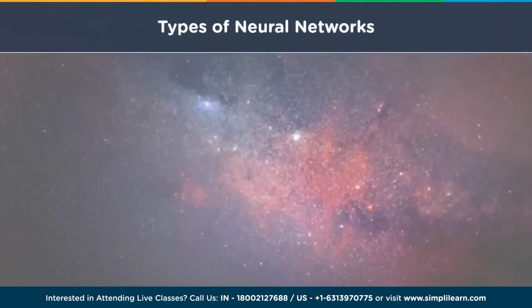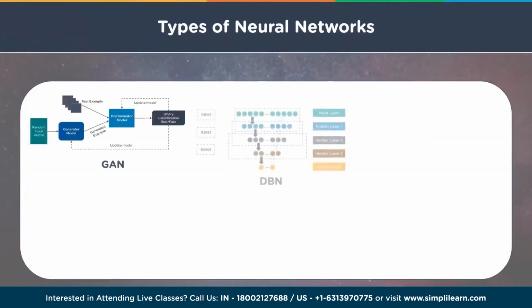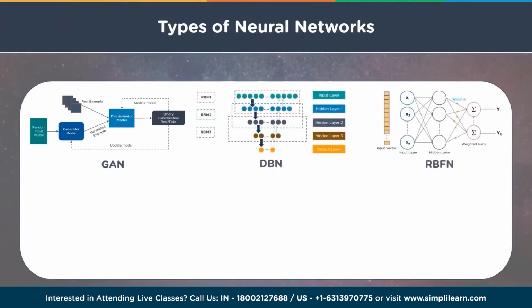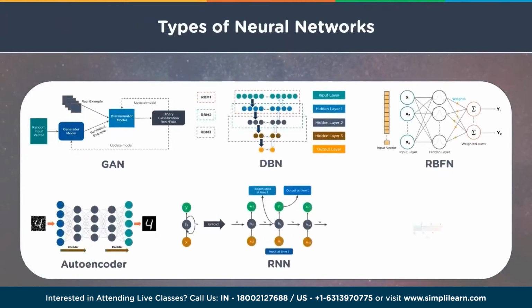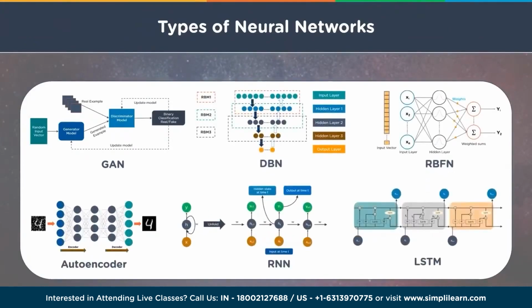So looking at types of neural networks, we have the GAN, the DBN, the RBFN, the autoencoder, the RNN, the LSTM. This is a flash of some of the main ones that are out there. There are now so many variations that there's variations on the variations. And so just quickly jumping into these, you can see we have a number of them here listed.